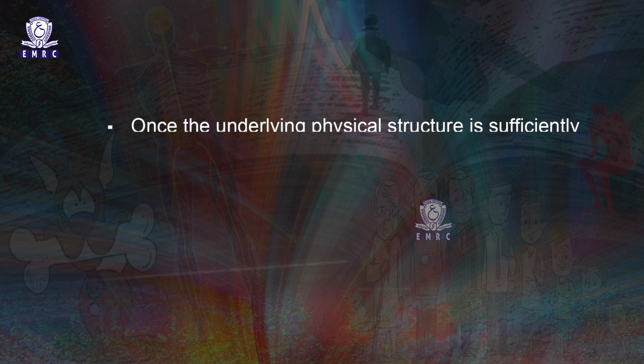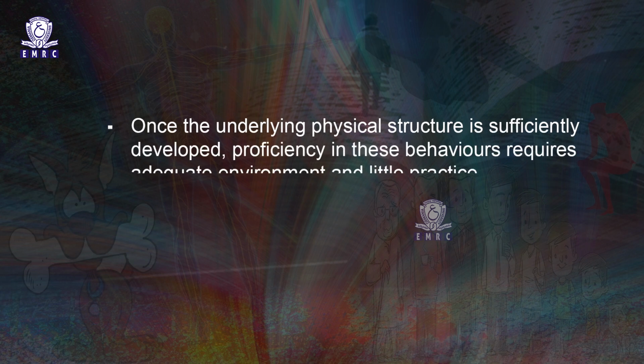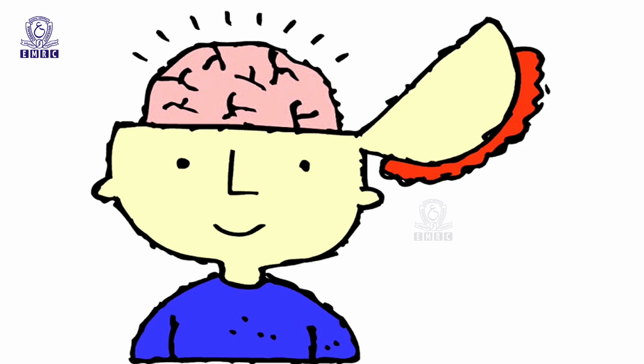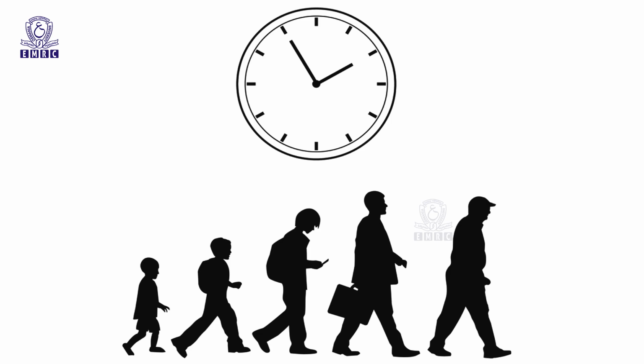Once the underlying physical structure is sufficiently developed, proficiency in these behaviors requires an adequate environment and a little practice. However, special efforts to accelerate these behaviors do not help if the infant is maturationally not ready. These processes seem to unfold from within, following an inner, genetically determined timetable that is characteristic of the species. Maturation is a multifaceted and automatic process.